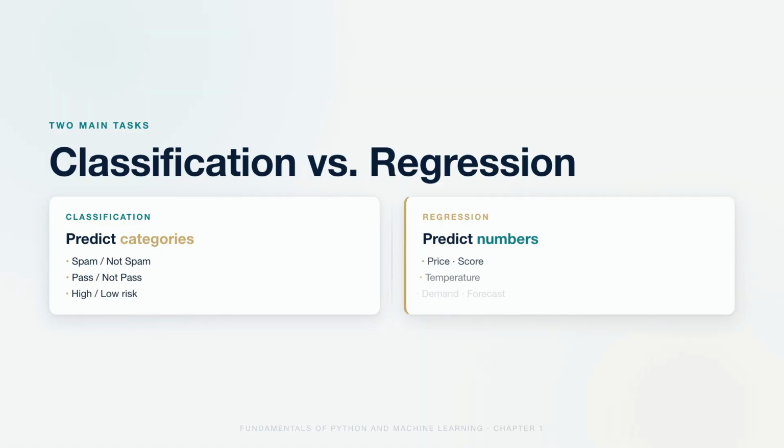Two common types of supervised machine learning problems are classification and regression. Classification means predicting a category. For example, spam or not spam, pass or not pass, approve or deny, high risk or low risk. Regression means predicting a number, for example, a house price, a test score, a temperature, a sales amount, or a demand level. This distinction matters because the type of problem affects the type of model and evaluation method we use.